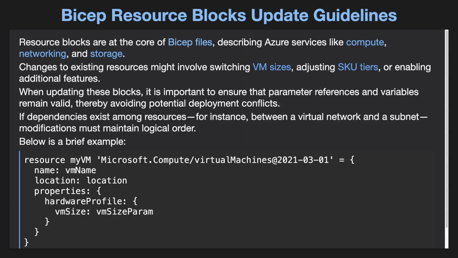Resource blocks are at the core of Bicep files, describing Azure services like compute, networking, and storage. Changes to existing resources might involve switching VM sizes, adjusting SKU tiers, or enabling additional features. When updating these blocks, it is important to ensure that parameter references and variables remain valid, thereby avoiding potential deployment conflicts. If dependencies exist among resources, for instance, between a virtual network and a subnet, modifications must maintain logical order.